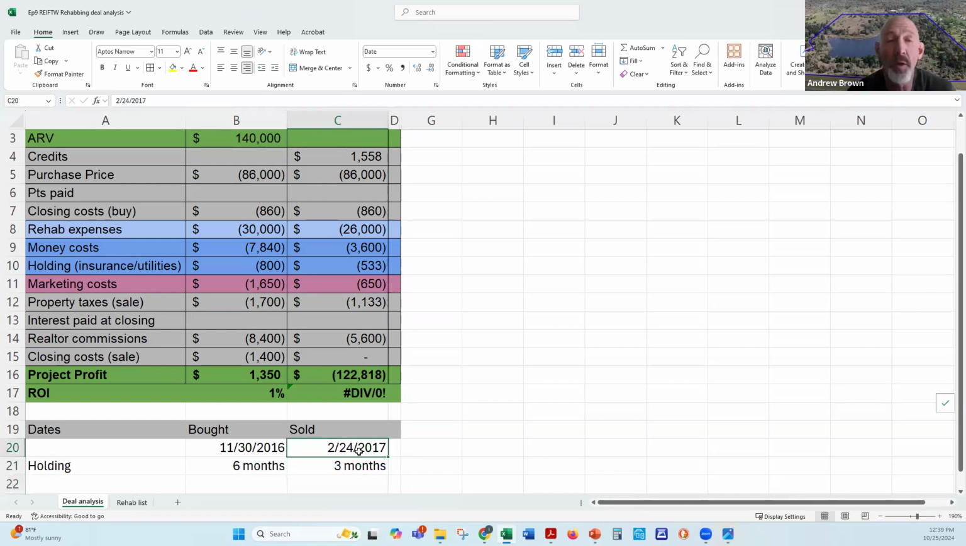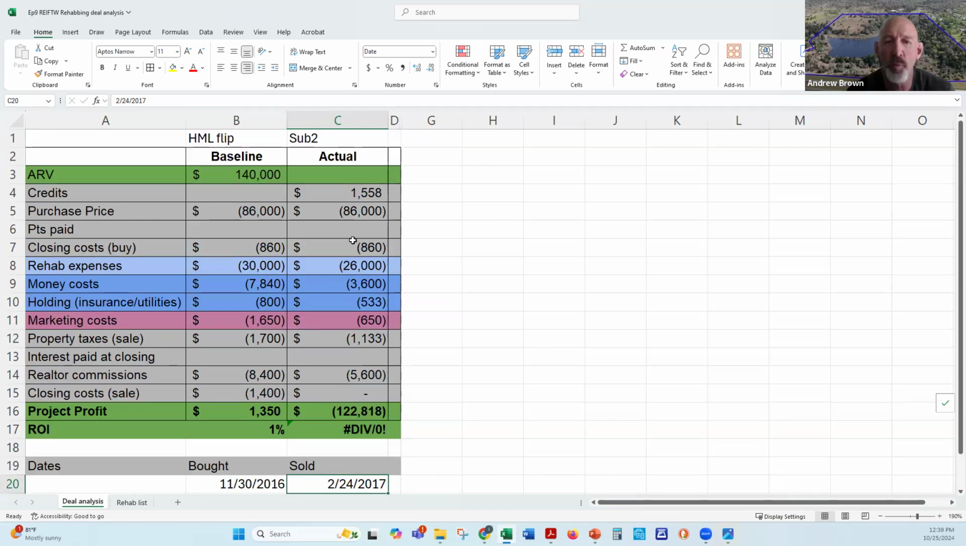Go back to the top, put in 140,000 for the ARV, and then your closing costs dropped in. So all of a sudden the profit jumped up to now it's over 15,000. So that's pretty doable, right? The 2,000 is pretty tight. With 15,000, you start feeling a little more comfortable.